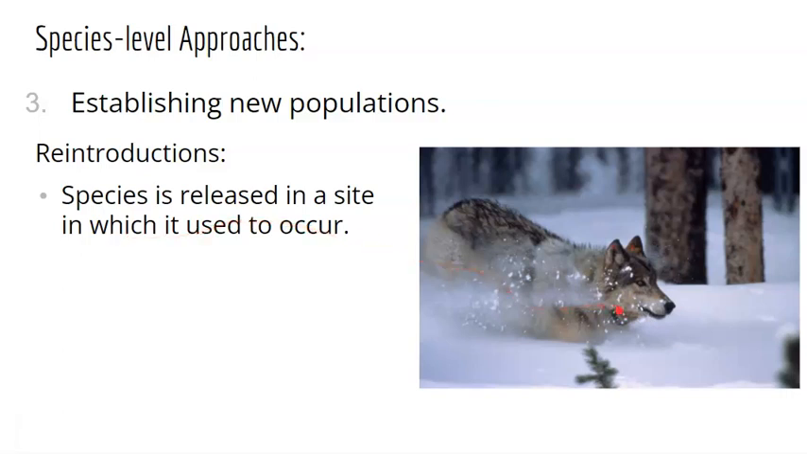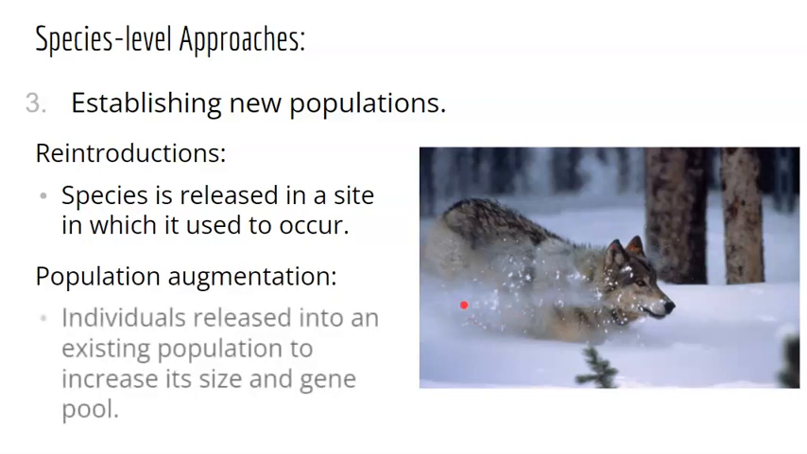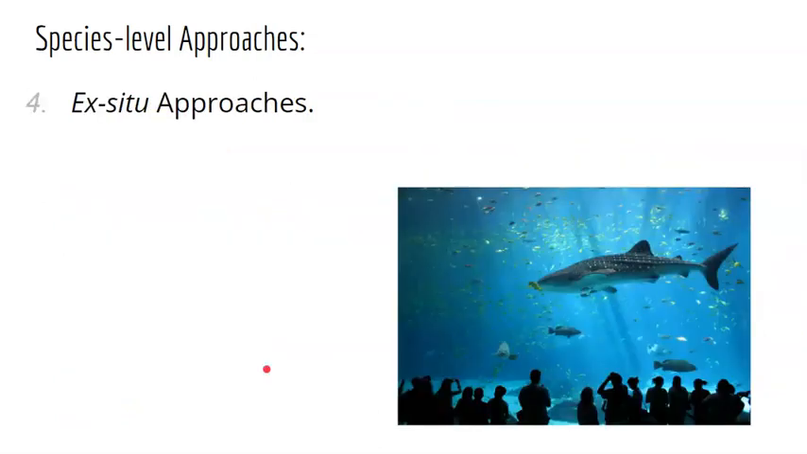One example is the wolves in Yellowstone that were hunted to extinction and then many years later were reintroduced to help balance that ecosystem. And there can also be a population augmentation, where individuals are released into an existing population to increase its size and gene pool.